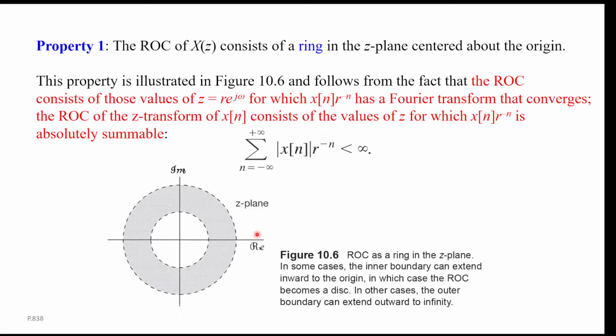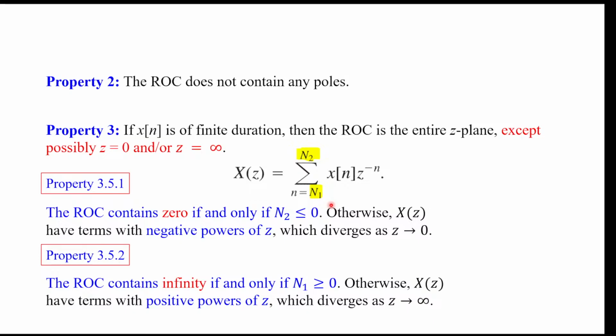Yeah. And then we have properties of the Z-transform, and the first property is that the ROC will consist of rings. Once again, property 1.5 says that the ROC consists of those r such that x of n times r to the minus n is absolutely summable. And then property 2 says that the ROC doesn't have poles. And property 3 now is different.